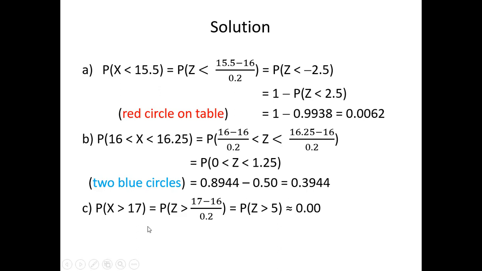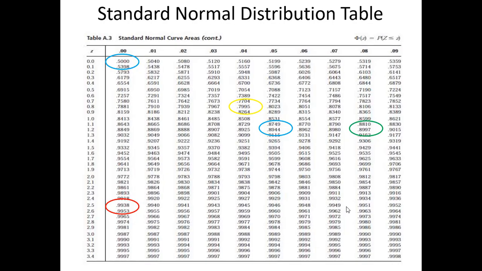For part C, we want the probability that X is greater than 17 ounces. So how likely is it that you get a box, should be 16 ounces, how likely is it you get a box that has more than 17 ounces? Well, we want to find the probability Z is greater than 17 minus 16 over 0.2. Easy to see that this fraction simplifies to 5. So the probability Z is greater than 5 is approximately 0. So it's very unlikely that this will happen. Okay, so that completes example 1.